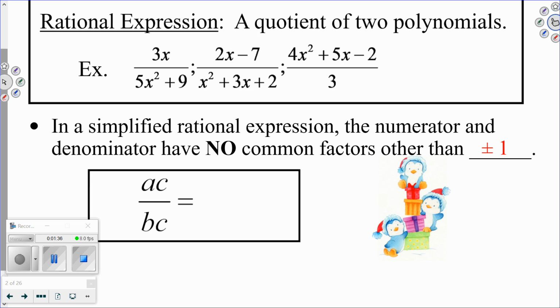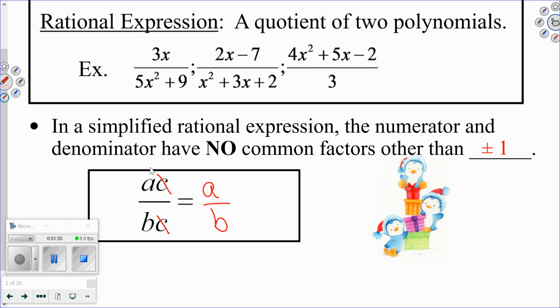So in a simplified rational expression, the numerator and denominator have no common factors other than plus or minus 1. So in other words, if we can cancel something out or cross it out, we're going to do that. So if I have AC over BC, what could I cancel out? The C's would cancel. Right? So that cancels, so it's just A over B.